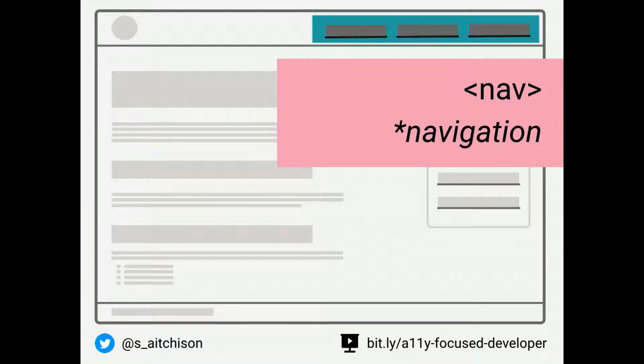Nav maps to navigation, and you can use that to wrap lists of links on your page. And the benefit to that is that if a user is using a screen reader, they're maybe in the middle of your page or they're at the bottom, but they want to go somewhere else in your app, they can go straight to your navigation and they can find those links really easily instead of having to search all around your page for them.